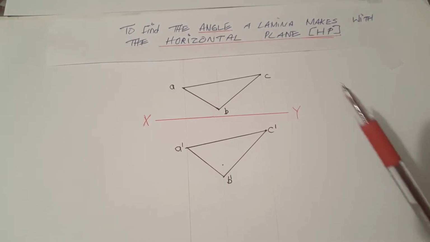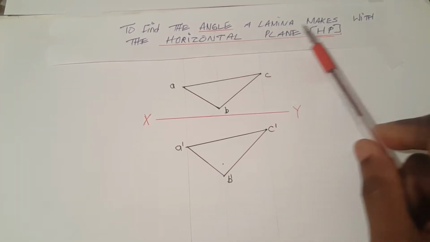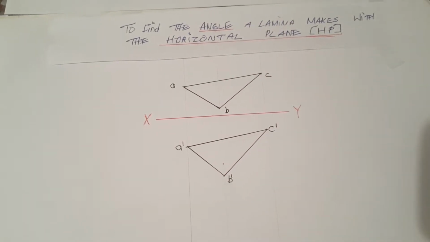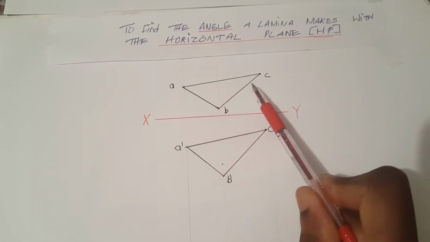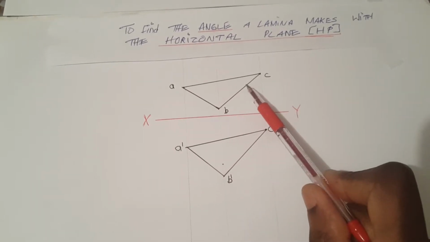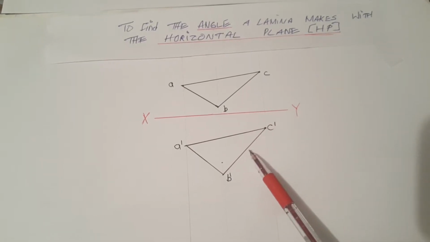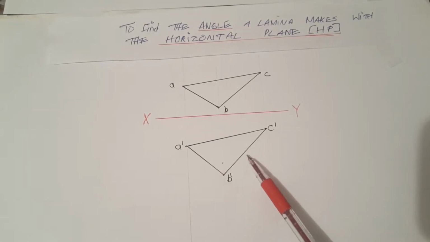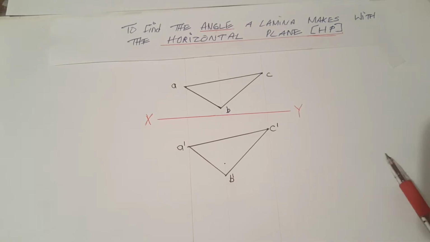At the end of this video, you should know how to find the angle a lamina makes with the horizontal plane HP. So the first thing to do is to draw a horizontal line from A to cut line BC. At the point where that line cuts BC, we produce that line down to the corresponding line on the plan. Next step is to draw a line from A through that point.